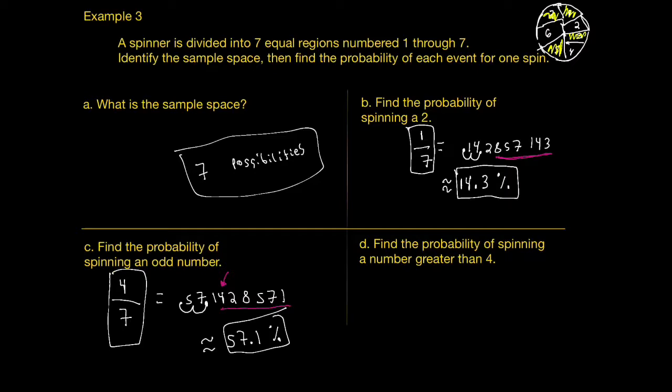Okay, let's move on to part D. It says find the probability of spinning a number greater than 4. I cleaned up my spinner once again, and this time I'm going to shade every number that is greater than 4, because that's what I want. So 5 is bigger than 4, 6 is bigger than 4, and 7 is bigger than 4. So here we see that we have 1, 2, and 3 possible ways of spinning something that's greater than 4. So we have a 3 out of 7 chance probability of obtaining this.